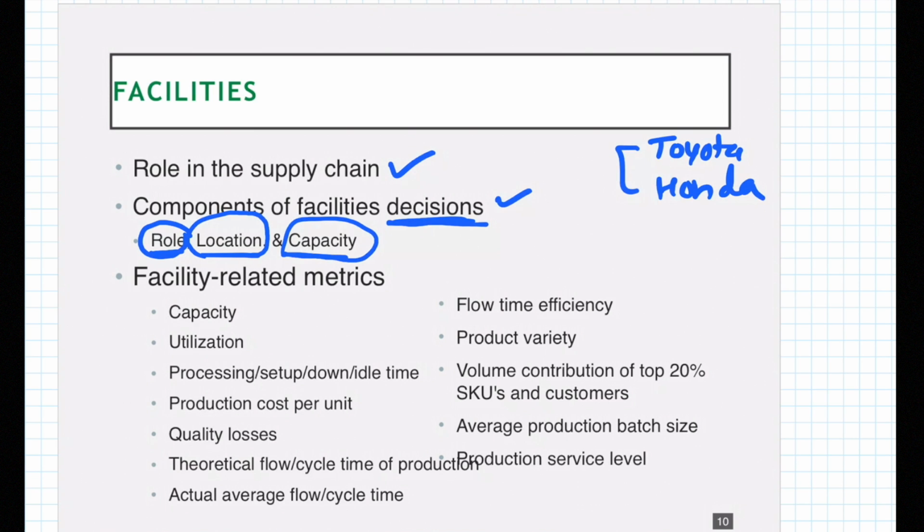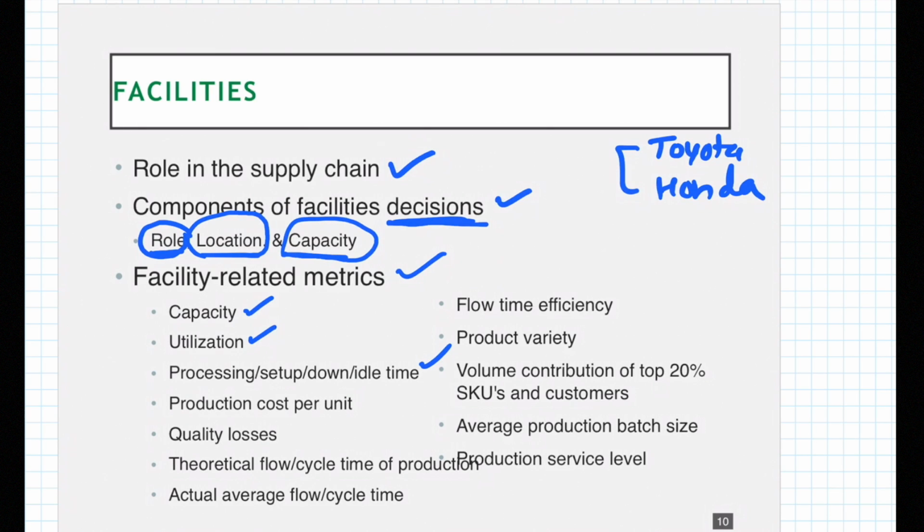So there are various facility related metrics. Capacity measures what is the maximum that can be processed at a given facility. Utilization is how often the facility is being utilized. If utilization is 80%, it is idle 20% of the time.